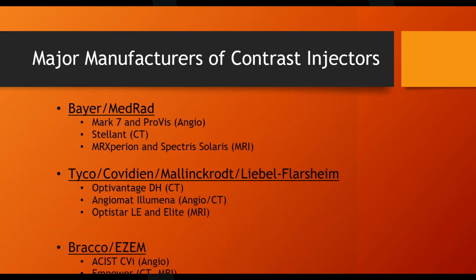Basically, what they've done is they've gone to hospitals and said, we will give you the contrast injector. You just have to sign a contract with us to buy all your fluids and your syringes from us, and a service contract as well, right? So these injectors, and they're nice. The ASIS CVI is an angio injector, and then they have the Empower CT and the Empower MR injectors.